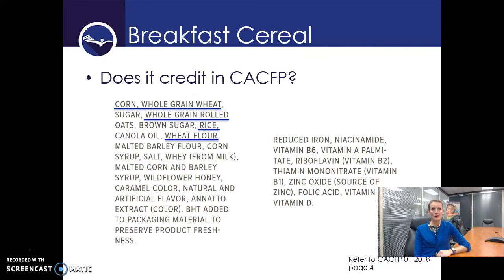And here's an example right now. Do you think that this credits in the CACFP? Remember, we don't have to utilize the rule of three if we can see that the product has been fortified. And as you can see on the right-hand side of this slide, we see a very long list of vitamins and minerals, reduced iron, and then a very big list of B vitamins. Even vitamin D and folic acid has been added to this cereal. So we don't really need to utilize the rule of three. If we did use it, we would see that the first ingredient is corn, which is neither whole nor enriched. But the saving grace here is that you've got a list that identifies that the food has been fortified with some vitamins and minerals.